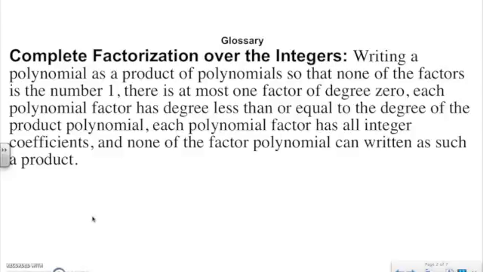Our definition is that the complete factorization over the integers is when we are writing a polynomial as a product of polynomials so that none of the factors is the number 1, there is at most one factor of degree 0, each polynomial factor has degree less than or equal to the degree of the product polynomial, each polynomial factor has all integer coefficients, and none of the factor polynomials can be written as such a product. So go ahead and pause the video.